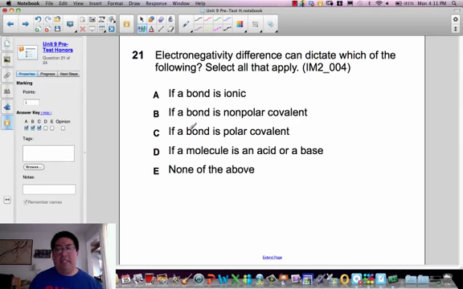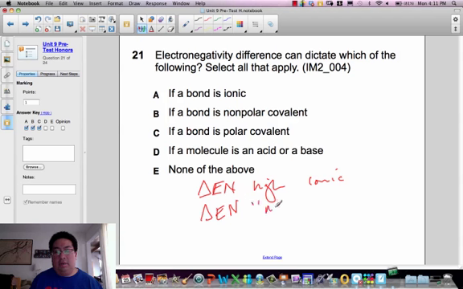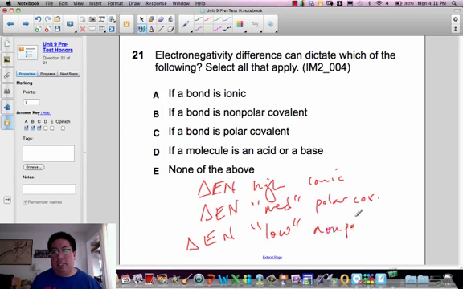21, electronegativity differences. Well, electronegativity differences we can use to explain bonding in general. So the difference in electronegativity, if it's high, it's ionic. If the difference in electronegativity is quote unquote medium, it's polar covalent. And if the change in electronegativity is low or 0, it's nonpolar covalent. So it can actually be used to explain all three of these things here.